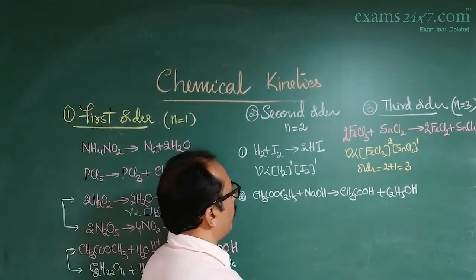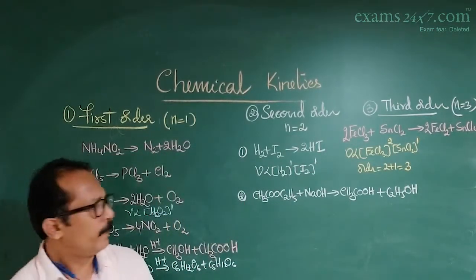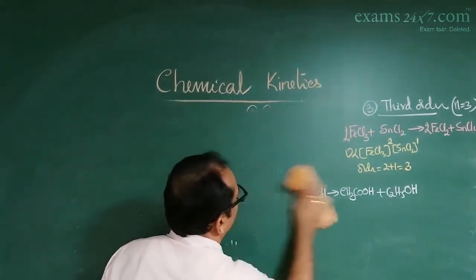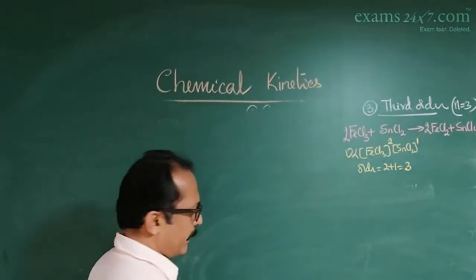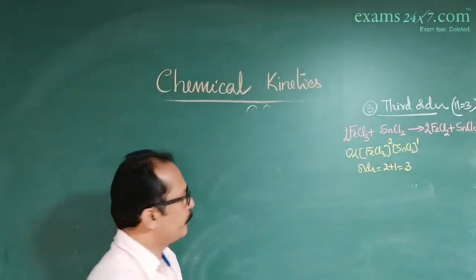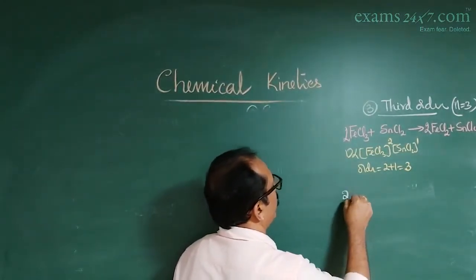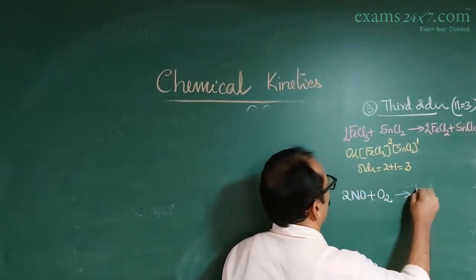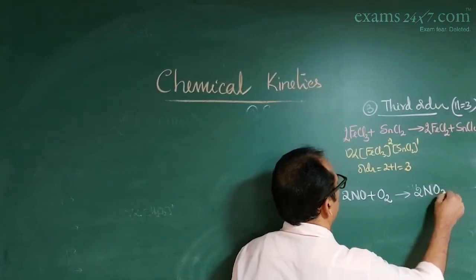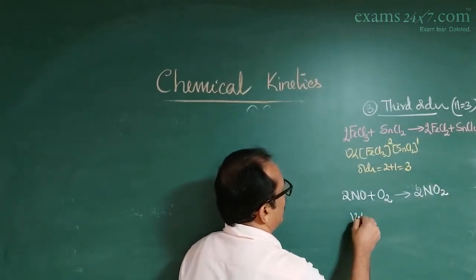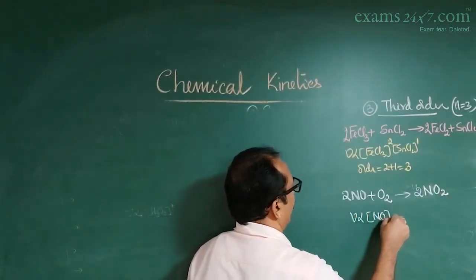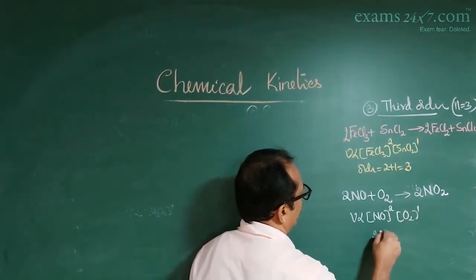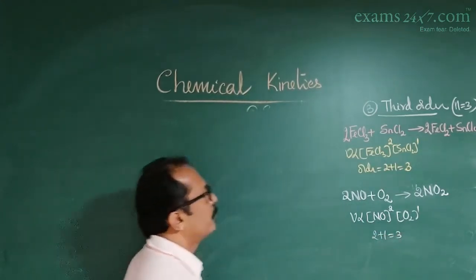Similarly, one more example for a third order reaction: the reaction between nitric oxide and oxygen that gives nitrogen dioxide. 2NO plus O2 gives 2NO2. The rate of the reaction is expressed in this form. Therefore, the order of the reaction is 2 plus 1, which equals 3.